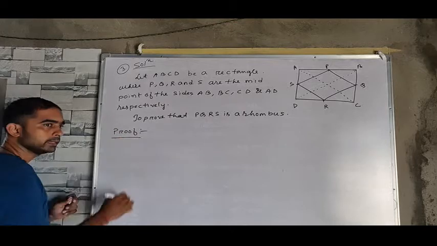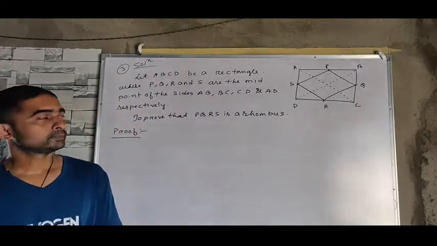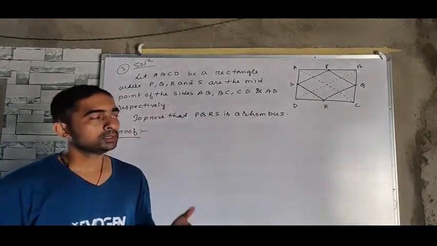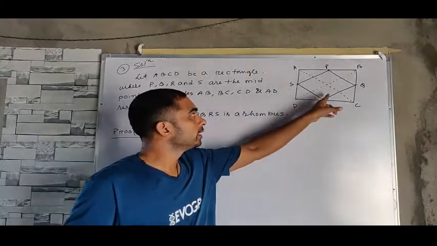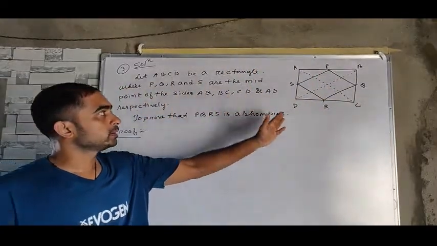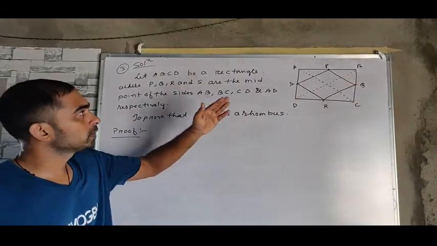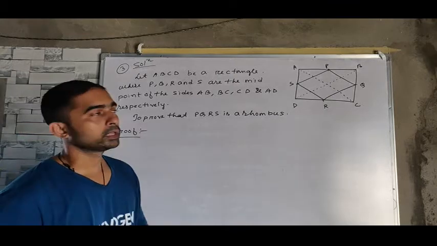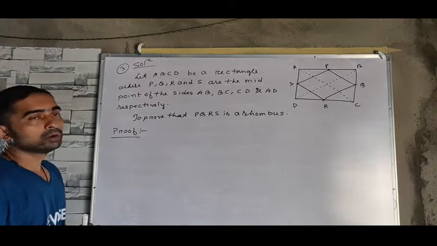See, in a rhombus all the four sides are equal and the diagonals are not equal. So here our first aim is to prove that all the four sides are equal. After that, we have to prove that the diagonals, PR and SQ, are not equal, because in a rhombus the diagonals are not equal, but in a square the diagonals are equal. Then we can say that it is a rhombus.